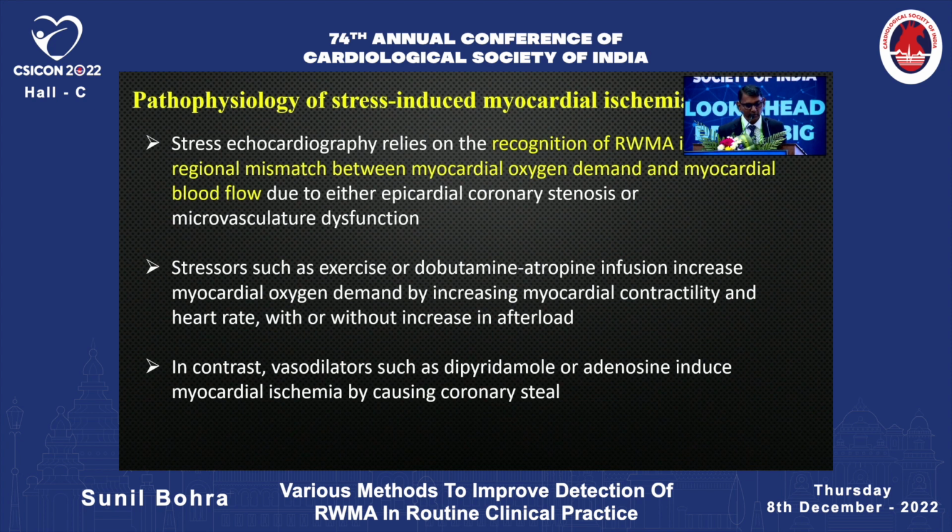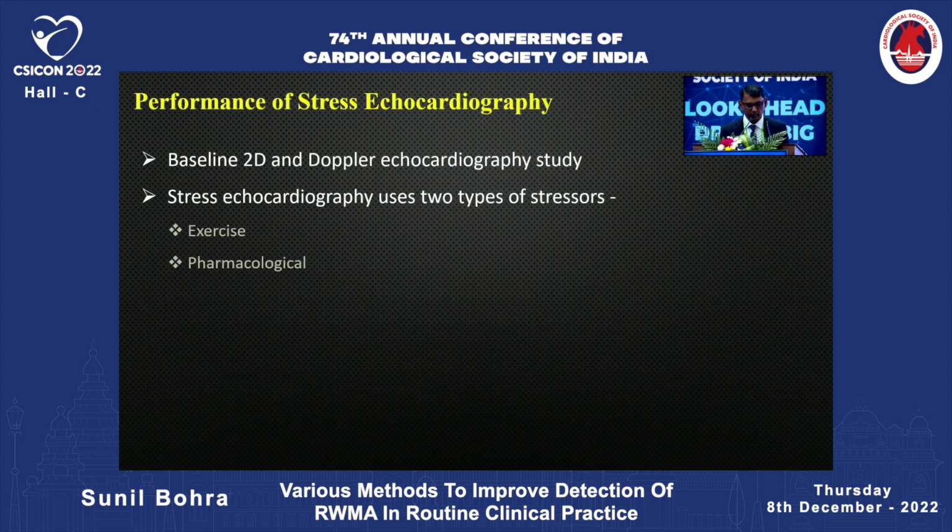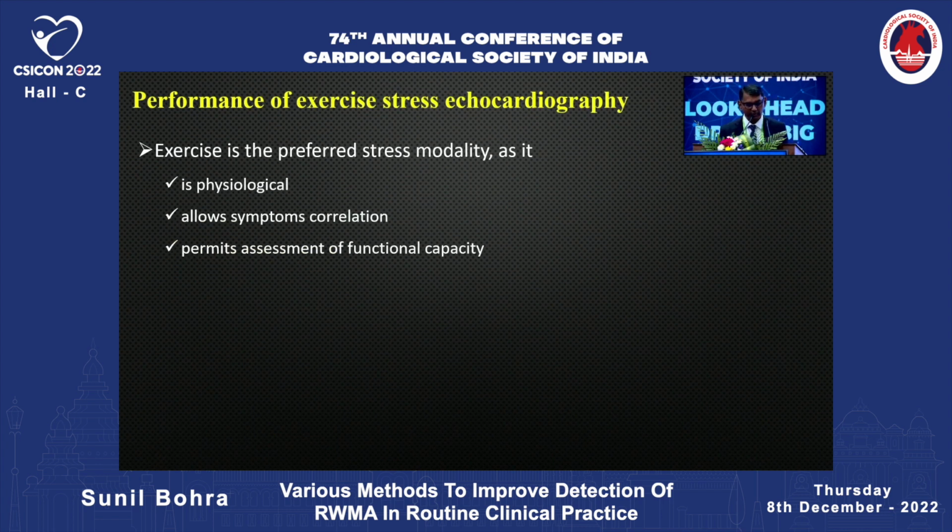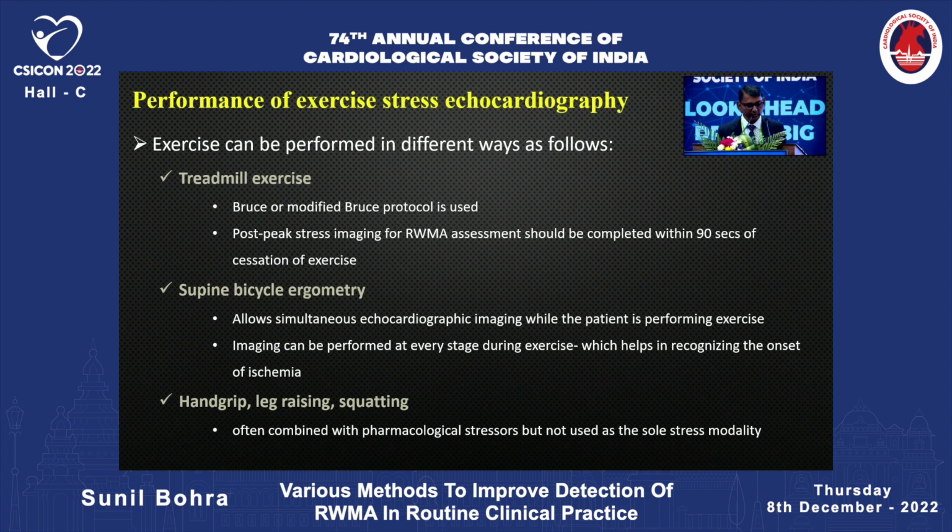Stress echocardiography relies on recognition of wall motion abnormality induced by regional mismatch between the myocardial oxygen demand and myocardial blood flow. And we can use stressors like exercise or pharmacological, by dobutamine. So how to perform? It's very easy. You record the baseline 2D and Doppler echocardiographic studies, and then use either exercise or a pharmacological method of stress. Exercise is preferred because it is physiological, it allows symptom correlation and permits assessment of functional capacity. We can use either treadmill exercise, supine bicycle ergometry, or hand grip like raising or squatting.